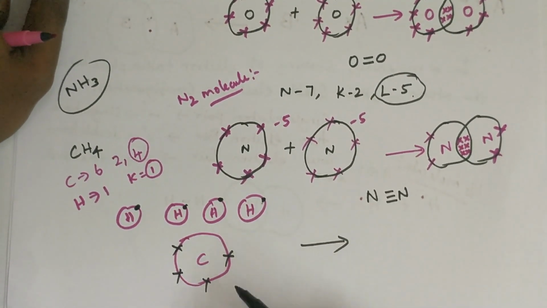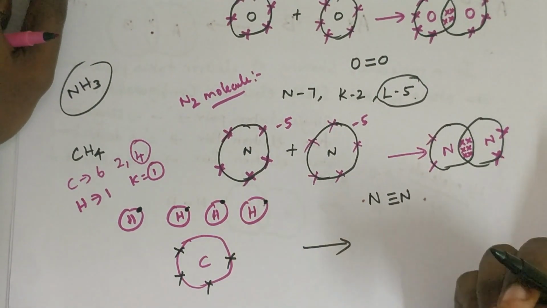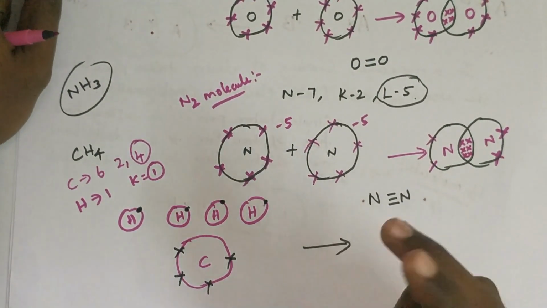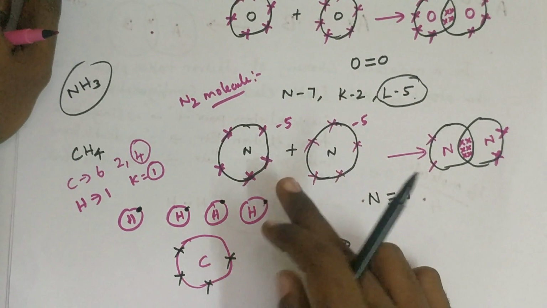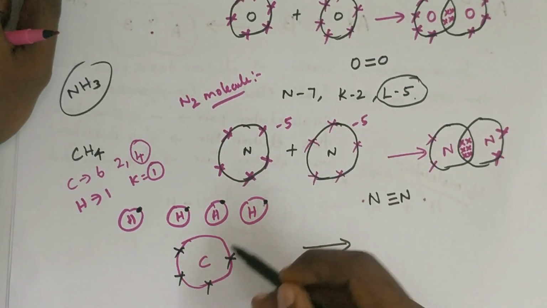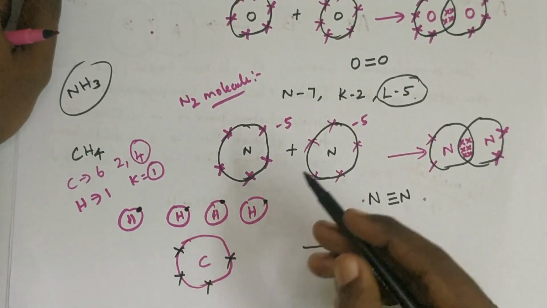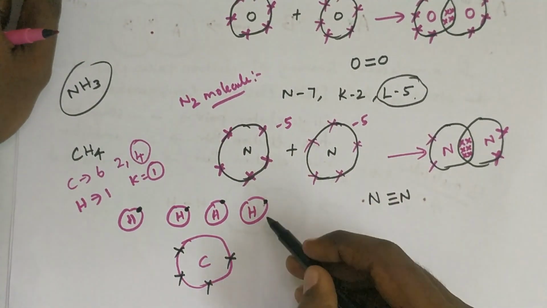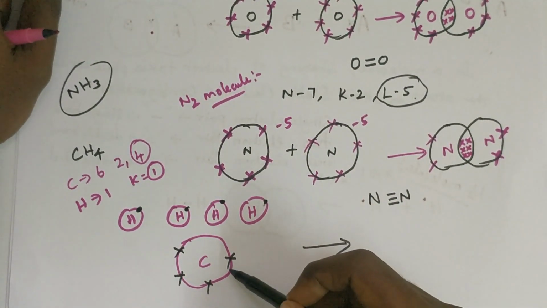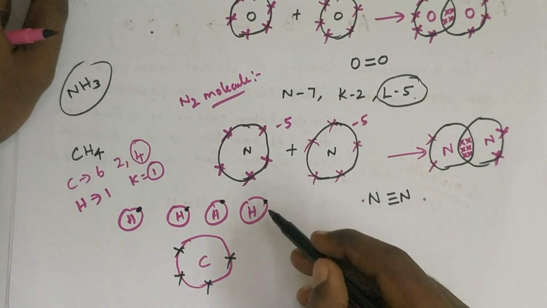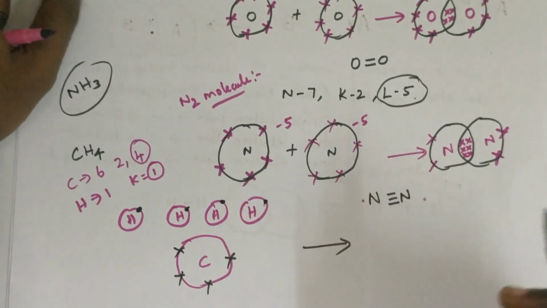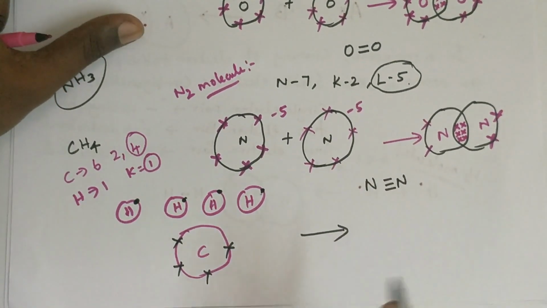So for differentiating, I put cross and dot. Whenever you draw this covalent bond structure, if it is the same atoms, it is okay, no problem. If different atoms, you have to differentiate the electrons. That's why you put dot for hydrogen, cross for carbon. It's your wish whether you put a cross for hydrogen and dot for carbon. So you check. Now see the molecule.